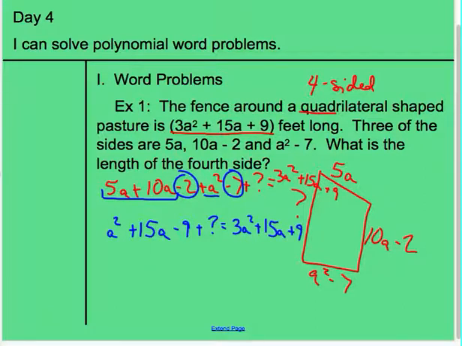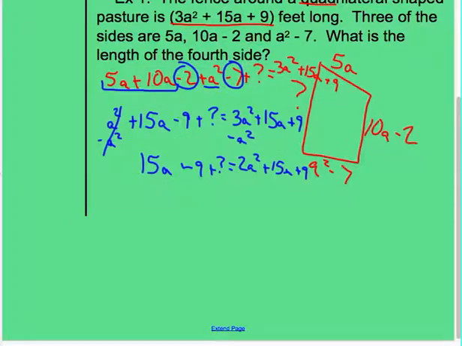All right, now to solve for the question mark, I need to subtract everything over to the other side. So I'm going to subtract my a squared. And remember, it's 1a squared. So now I have 15a minus 9 plus my question mark. 3a squared minus 1a squared leaves me with 2a squareds. And make sure you're combining like terms when you subtract each term over.